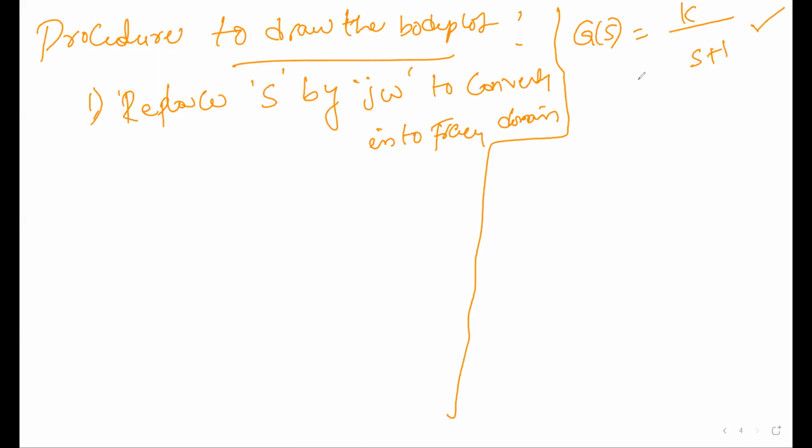Okay, so this is a basic one, where H of s is unity feedback. So what is the first step? Replace s by j omega. K by j omega plus 1. Is it clear? First step. Is it clear, all of you?